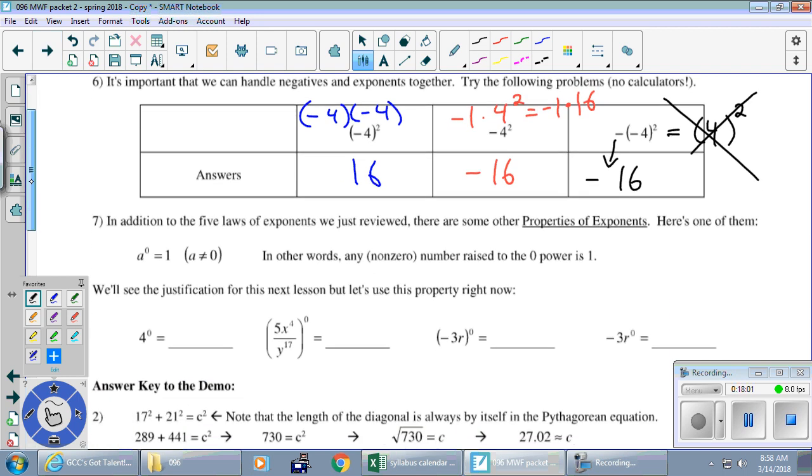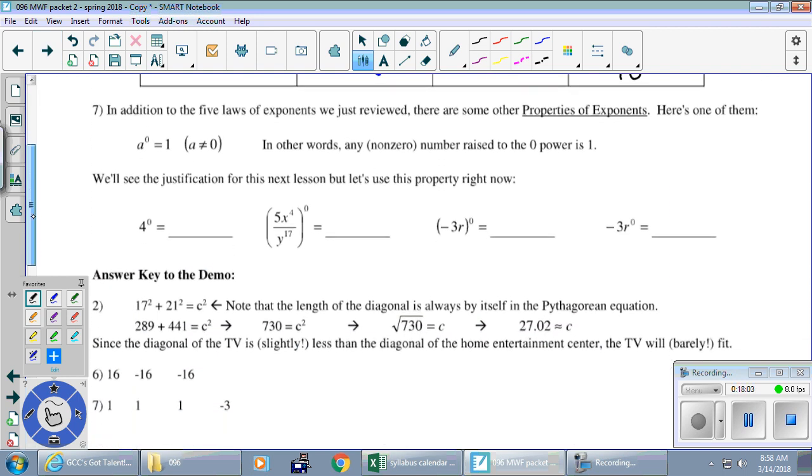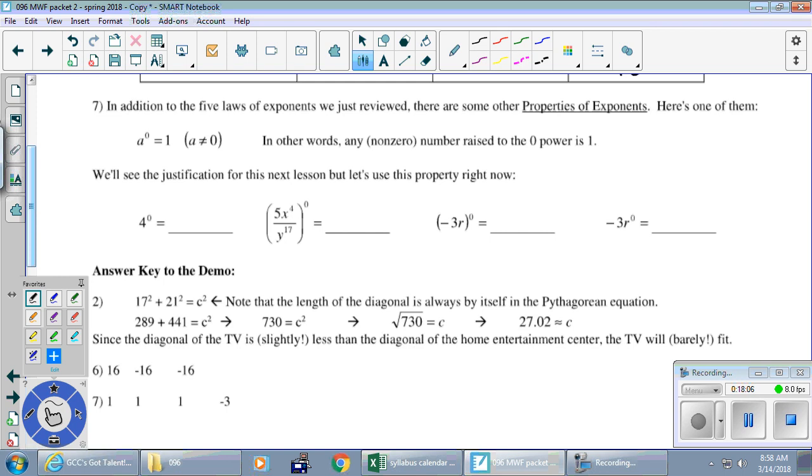Okay, so one more property of exponents before we go back and do the beast of a problem on the previous page. It says a to the 0 is 1. Any number raised to the 0 power is 1. We're going to justify why this is true next class, but for right now, I actually do want you to just trust me that this is true. Any number to the 0 is 1.